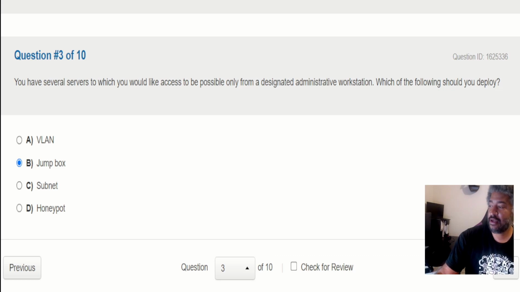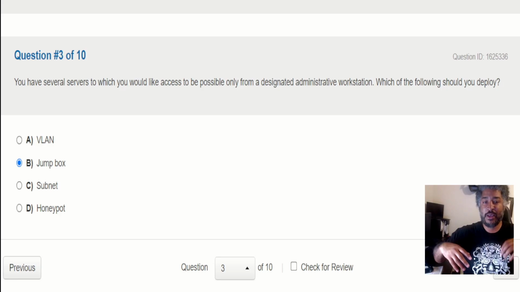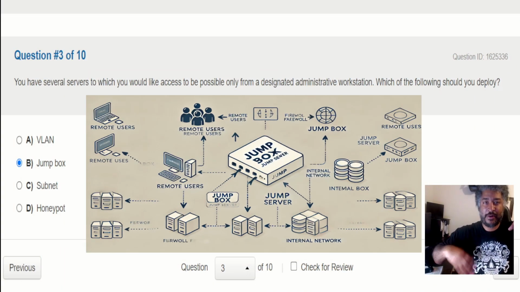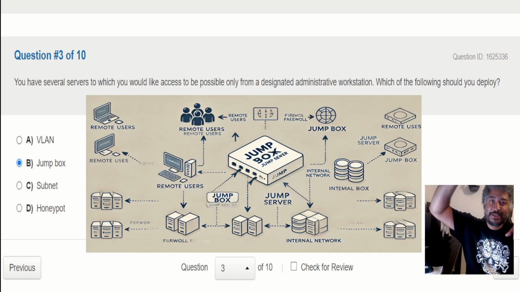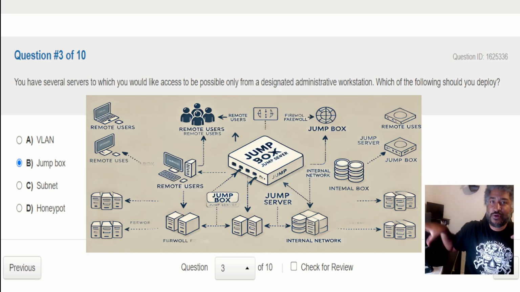And just so that you know, a jump box is basically a server that's used to access a particular resource. So think of, I'm going to have to get some better tools here to illustrate this, but you have your internal network here, you've got your firewall here, and then you have a jump box here, and then you have the internet, okay? And then you have your users over here. So your users over here access the internet.